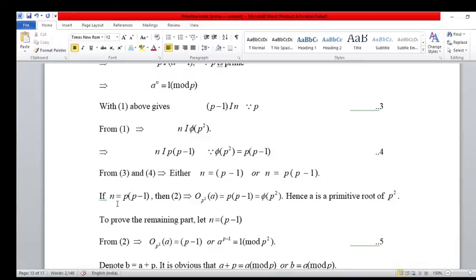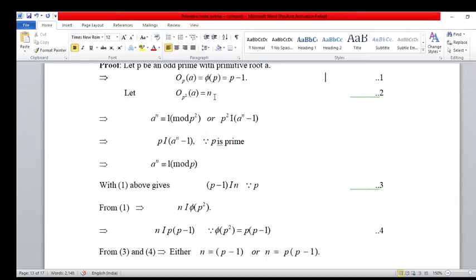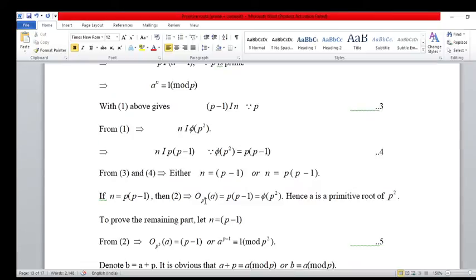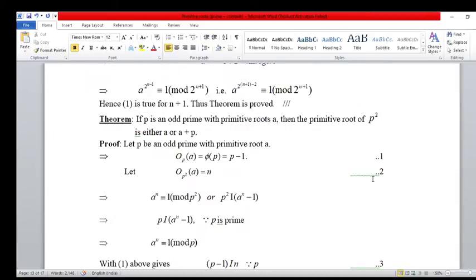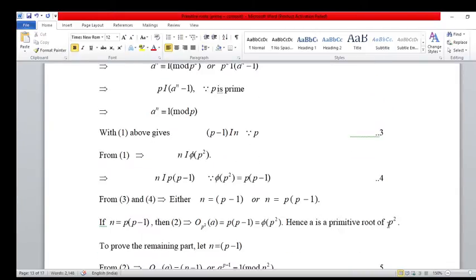If we take the first condition, n is equal to p into p minus 1, then equation 2 becomes, put here n equal to p into p minus 1. So the order of a mod p² is equal to p into p minus 1, and the value of this is equal to φ(p²). Hence a is a primitive root of p². The result of this equation is that a is a primitive root of p². So this is the proof: p² has a primitive root, a.